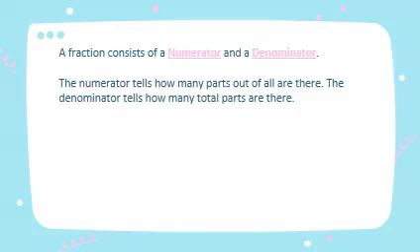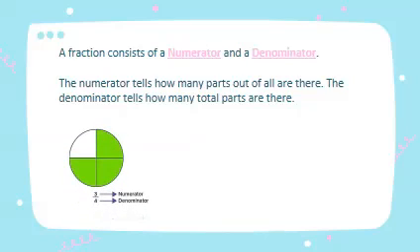Suppose, for example, I have a circle which is divided into 4 parts. I colored 3 parts out of 4. So 3 tells how many parts out of all, so it's the numerator. And 4 tells the total parts, so it's the denominator. We represent this diagram as 3 out of 4, or 3 over 4, and the line in the middle is the fraction line.